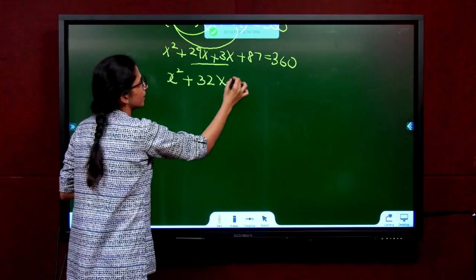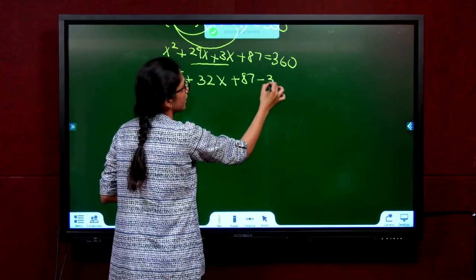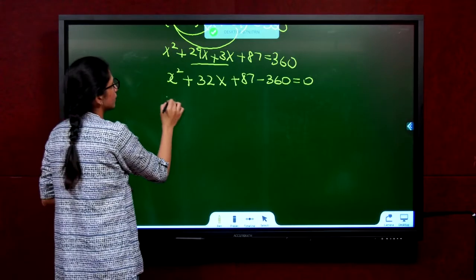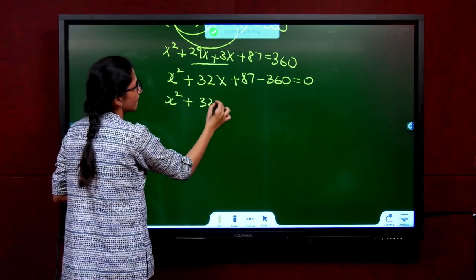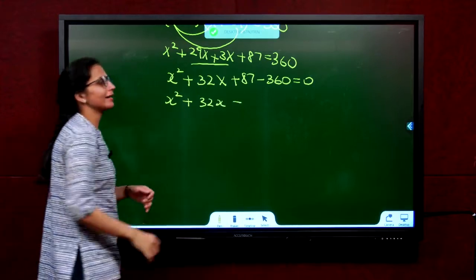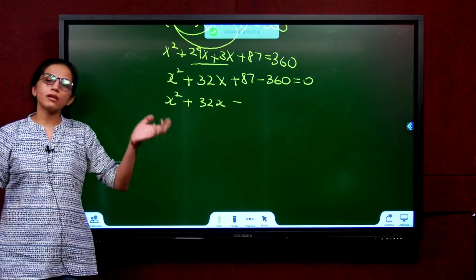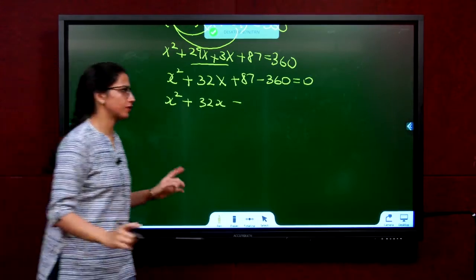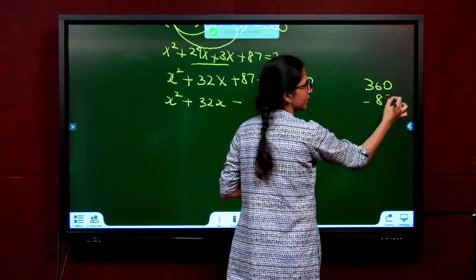32x plus 87. Bring the 360 this side. Minus 360 is 0. x square plus 32x plus 87 minus 360. How do we do? When you have one plus number, one minus number, do the normal subtraction first. So I will do 360 minus 87.